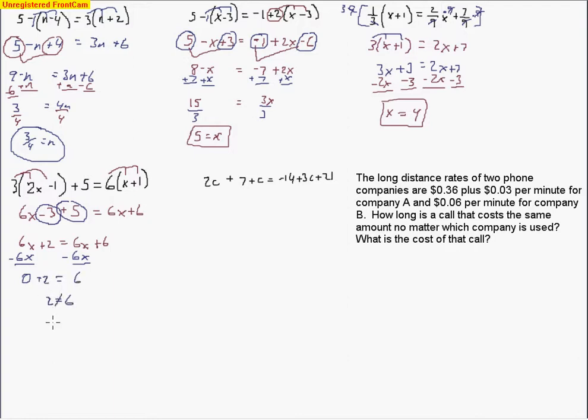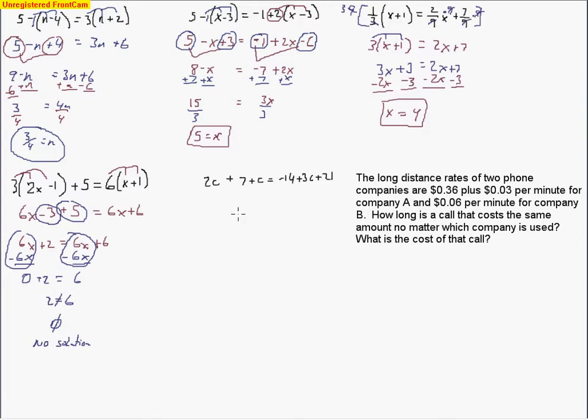No. So that means this is a no solution. There's no possible value I could put in for x to make an answer. So this is a situation when all the x's canceled. Notice how the x's here canceled and the x's here canceled. When they all canceled and I had two different numbers, that's no solution.